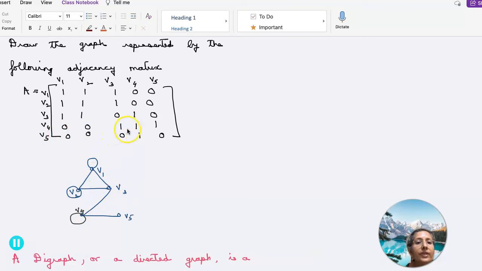V4 is incident to V3, V4 and V5. V3, V4 we draw a loop, and V5 is incident to just V4. So this is the graph represented by this adjacency matrix.